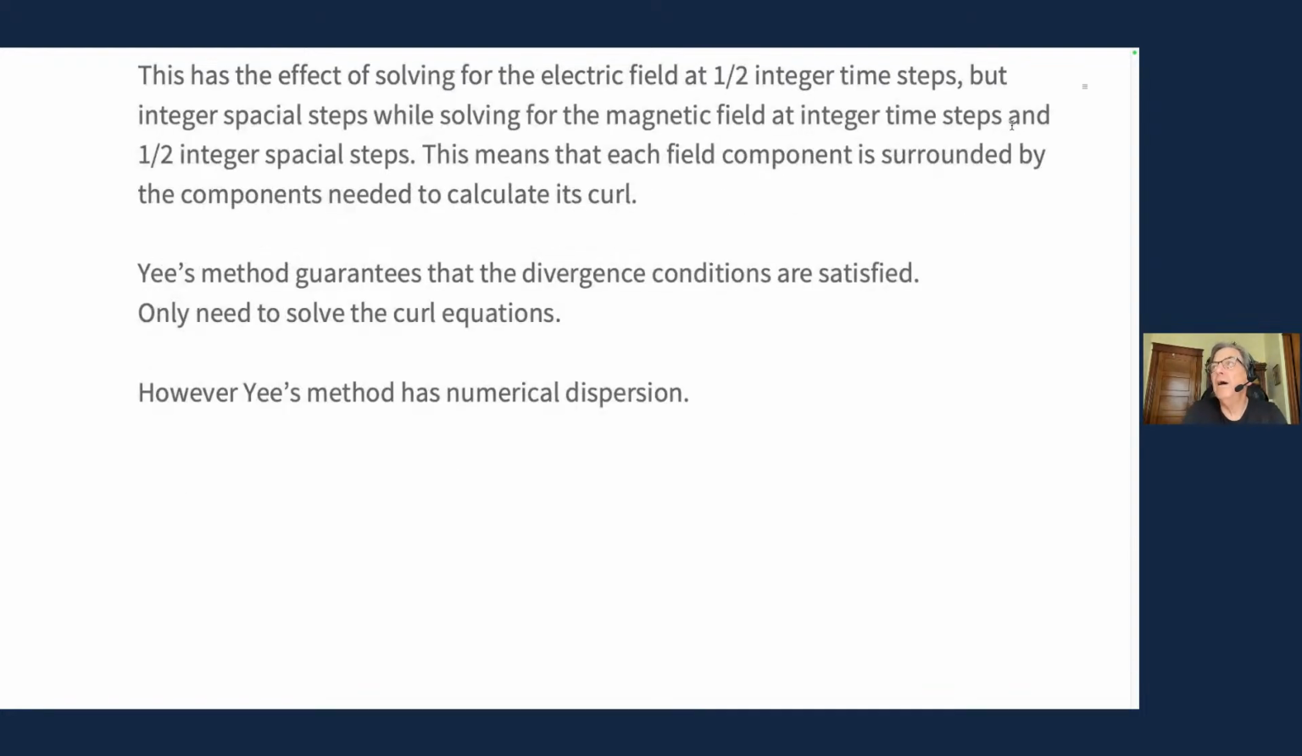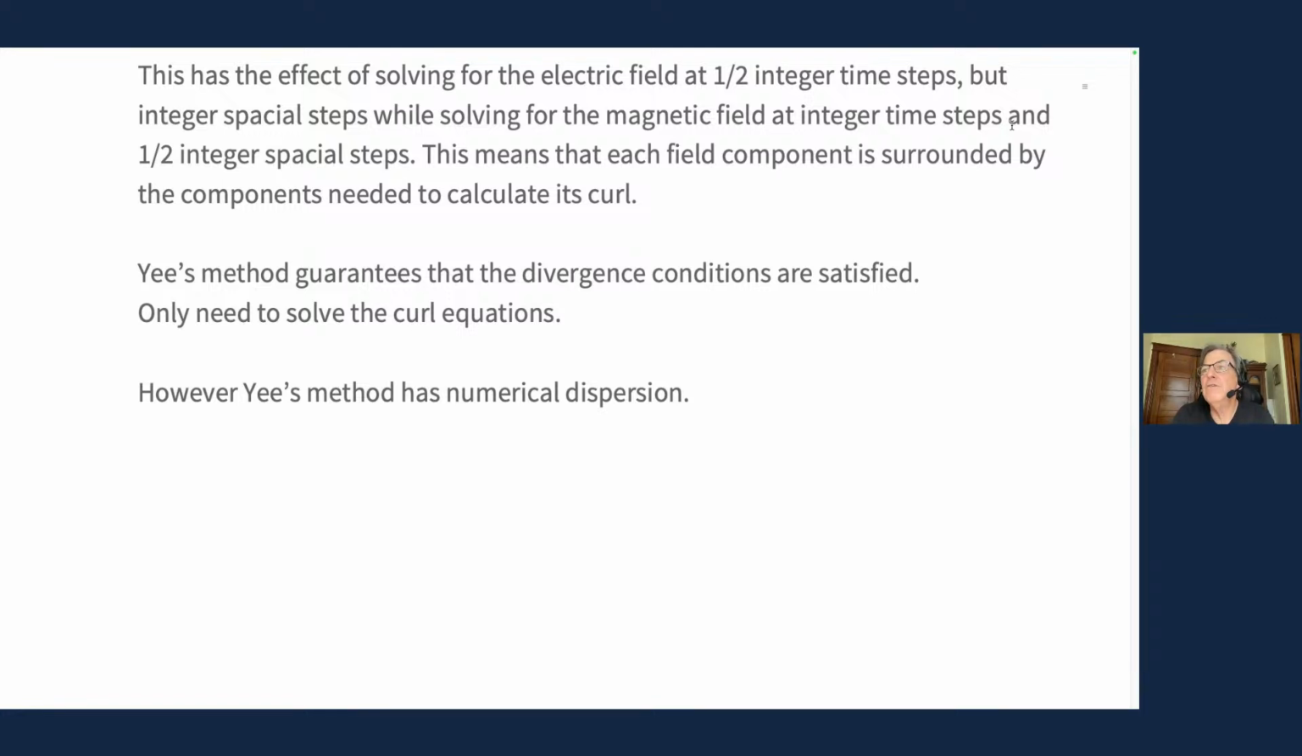So we're solving the electric field at half integer time steps, but integer spatial steps, and vice versa for the magnetic field. And this means that each field component is actually surrounded by the components needed to calculate its curl, which I'll show visually in a moment. And Yee's method guarantees that the divergence conditions are satisfied, so that we only need to solve the curl conditions.